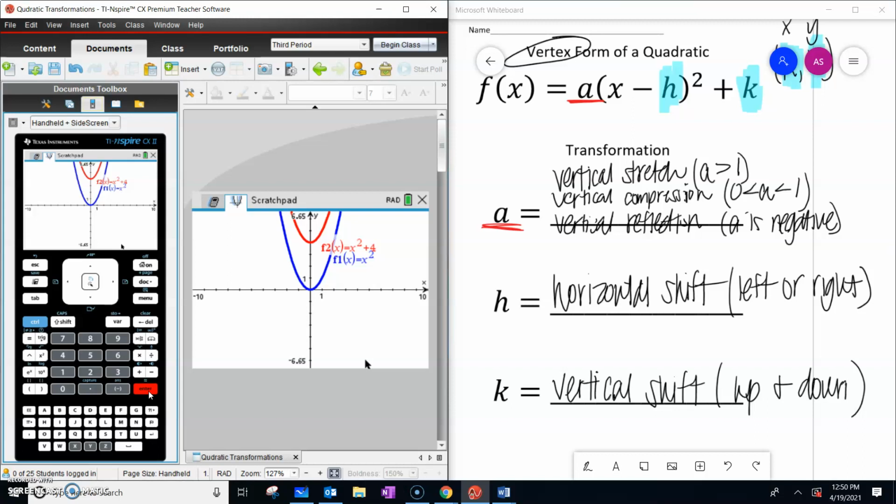One thing about this concept is it's very visual, so you have to see it. It's not where you have to add and subtract and do all these things like some of the other concepts. You just have to make sure you see the transformation that's happening.